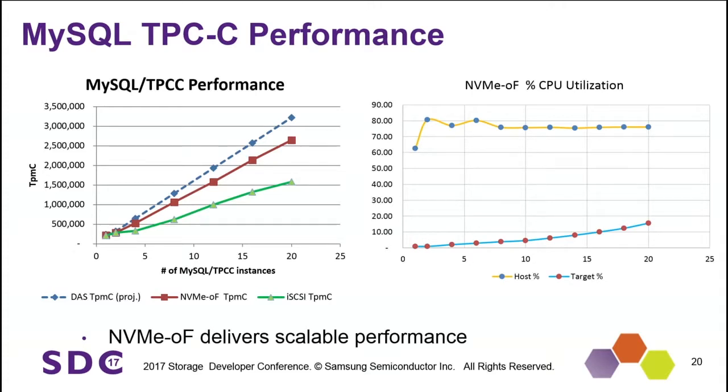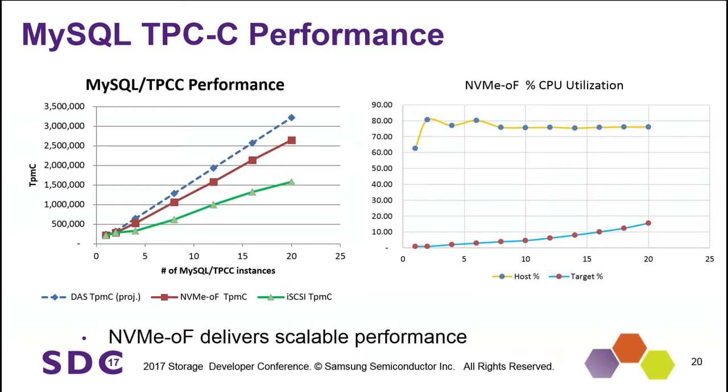And what does the performance look like? So that's TPMC, transactions per minute, for the C workload. And what you're going to see is DAS. How did we run DAS? DAS basically is direct attached.